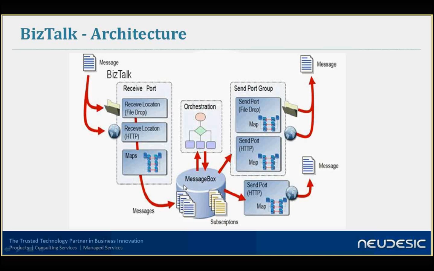Now there can be subscriptions defined for those messages. Depending upon the subscription defined and stored in the message box, a message can be consumed by an orchestration. An orchestration can subscribe to any of the messages stored in the message box and process them. Finally, it can create a new message and publish it again to the message box. All these messages are immutable; we cannot update the messages.